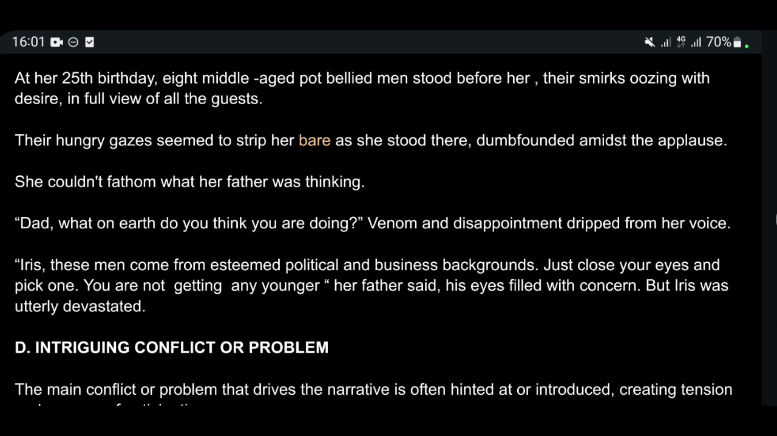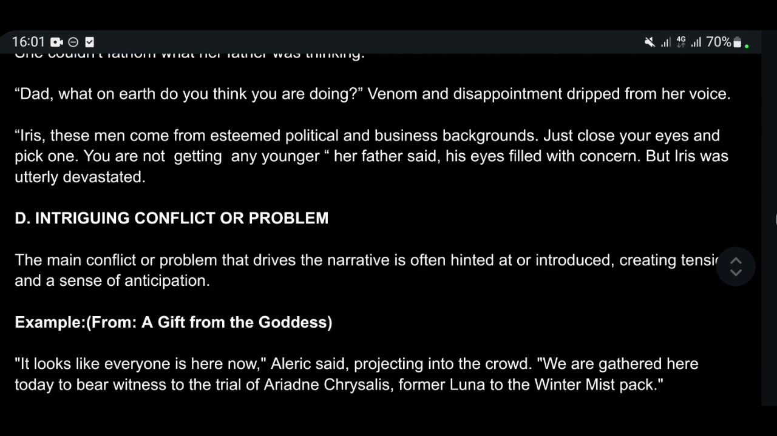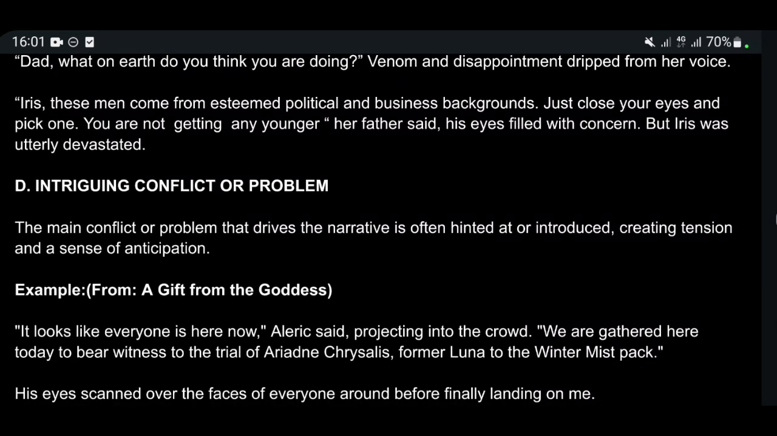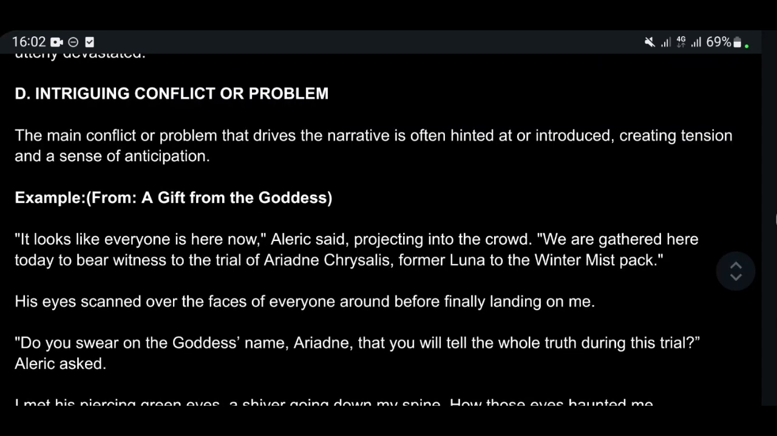Okay, this is the introduction of the background setting of your story. Then we have the fourth feature, which is an intriguing conflict or problem. If you can introduce the main conflict of your story at the beginning, it is also a superb way of beginning a story. So let's look at A Gift from the Goddess.